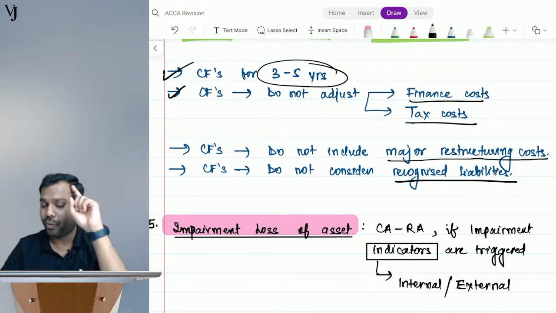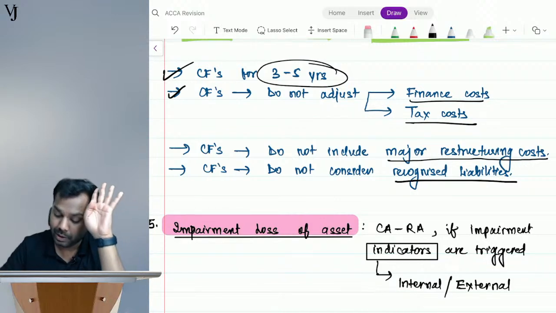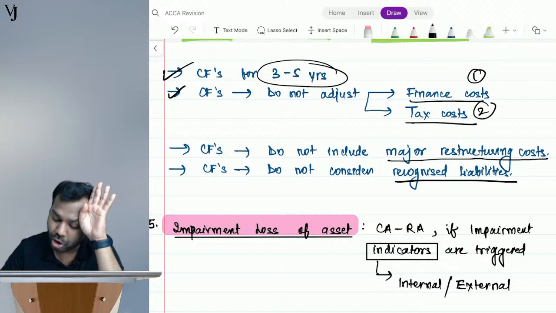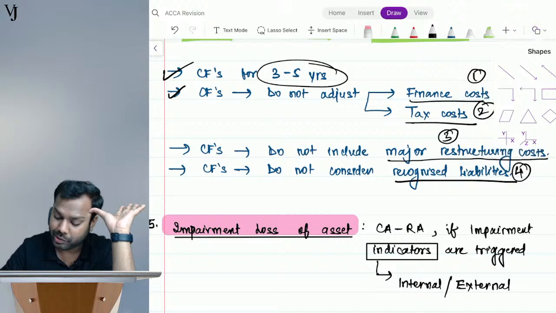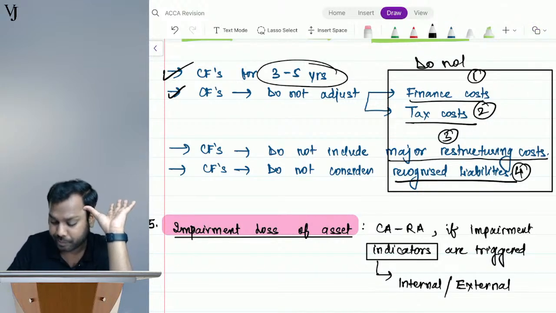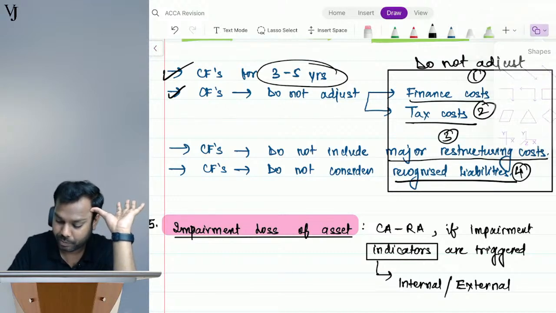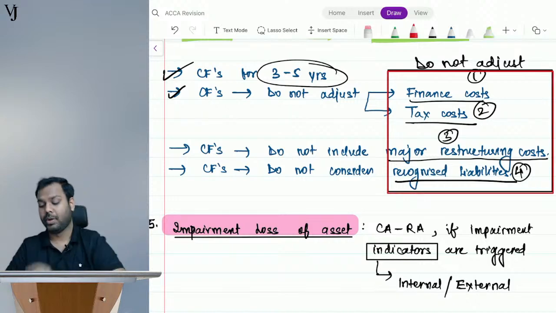Keep in mind 4 things you will not adjust in the future cash flows: finance costs, tax costs, major restructuring costs, and recognized liabilities. Do not adjust these, guys.